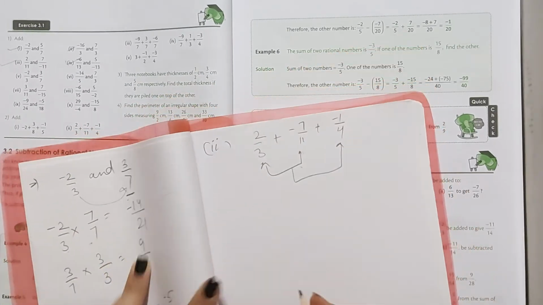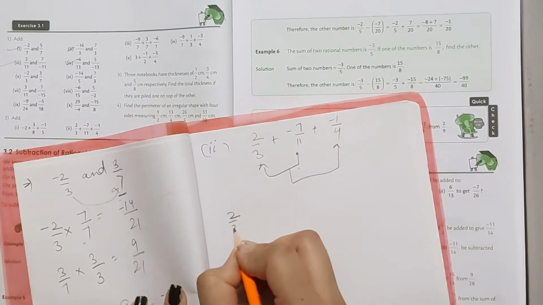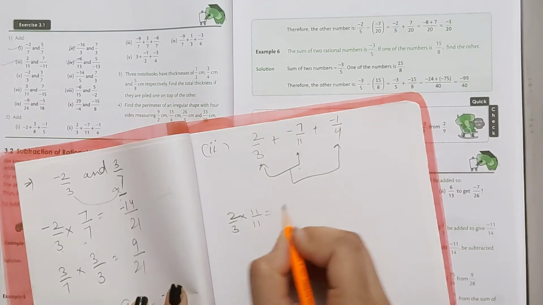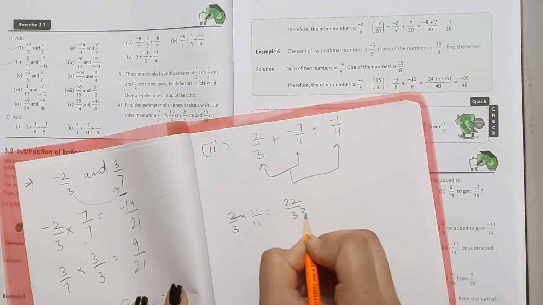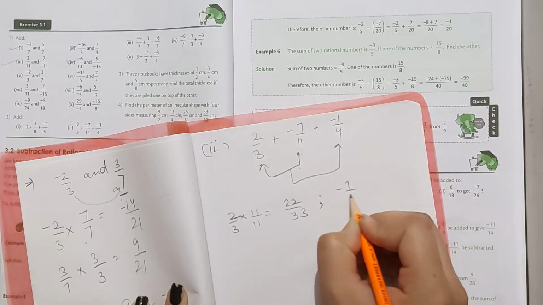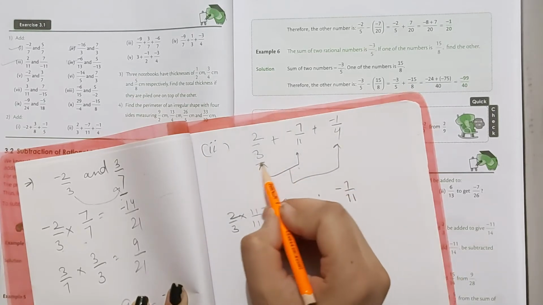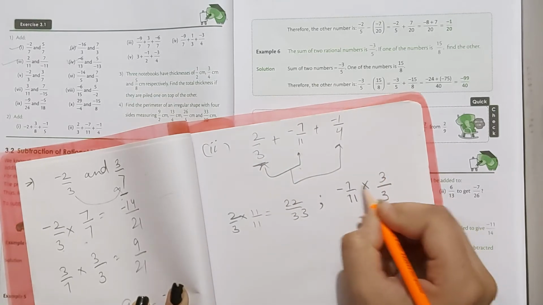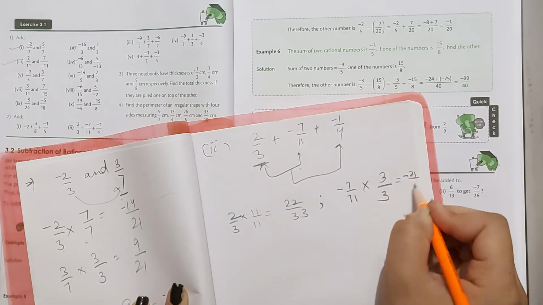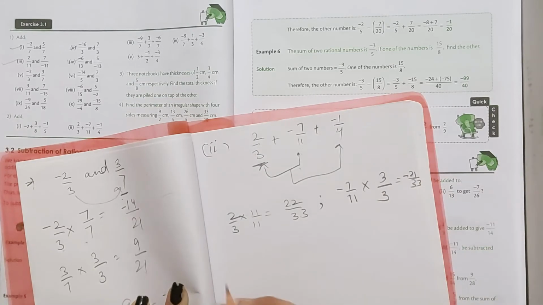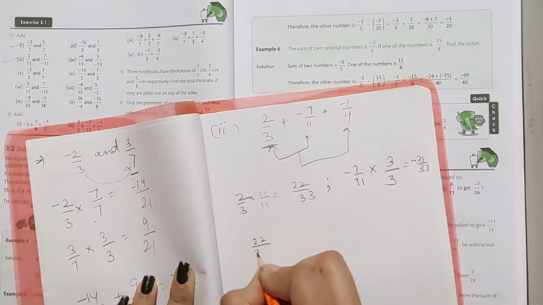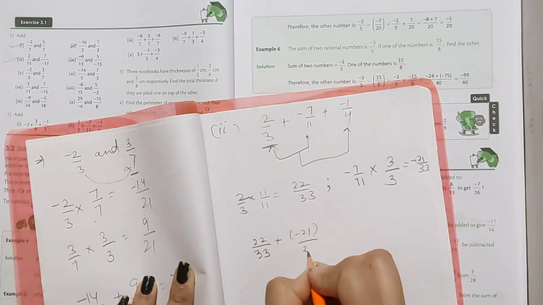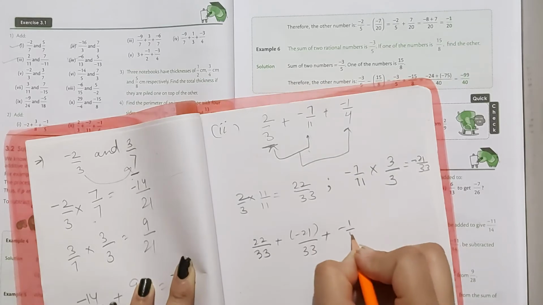So for the first two terms, similarly make the LCM the same. Multiply the first term with the denominator of the second, that is 11, that would be 22 over 33. Next is minus 7 over 11, so multiply it with the denominator of the first. That would be 7 threes are 21, minus 21 over 11 threes are 33. So that would be 22 over 33 plus minus 21 over 33 plus minus 1 over 4.